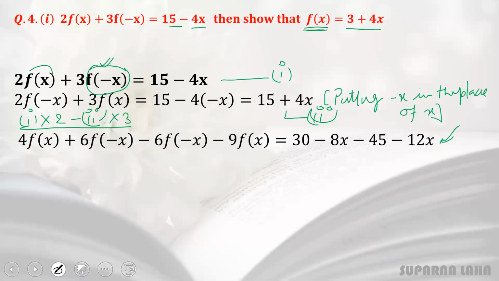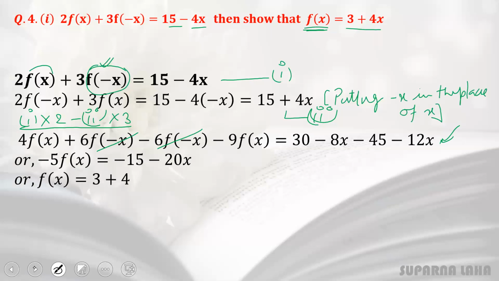I'm not telling this calculation, so you can go through it and understand. All the terms I have written, no step jump is there. So now f of minus x, f of minus x, cancel. Now simplify this one. You will find minus 5 f of x is minus 15 minus 20x. Now just divide this equation by minus 5. So you will find f of x is given by 3 plus 4x. And that's only what you have to prove. So we proved it.